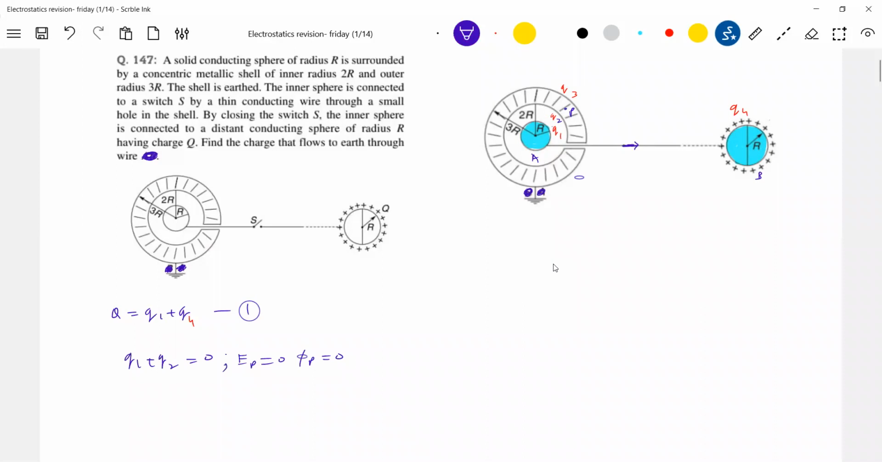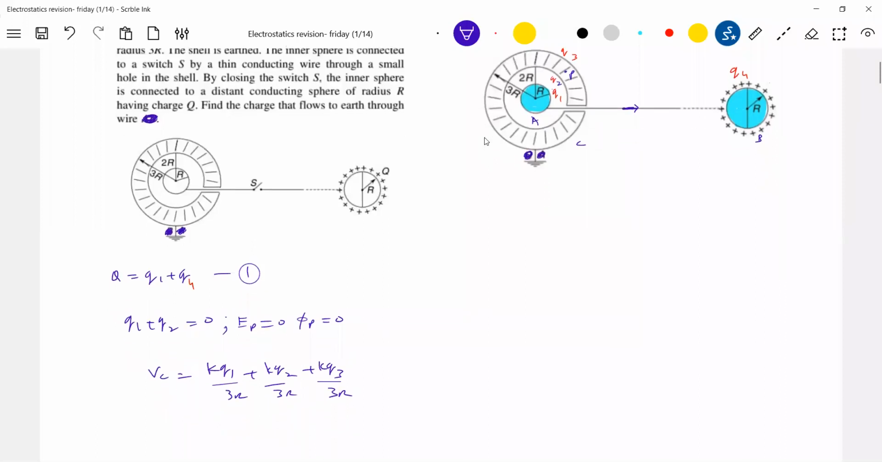Somebody mute. Now again, what is the potential of shell C? Vc is equal to KQ1 by 3R plus KQ2 by 3R plus KQ3 by 3R. The potential of shell C is zero since it is earthed, so the potential of this should be 0. And we know Q1 plus Q2 is 0, so therefore Q3 will be 0. Just stick to the basics.